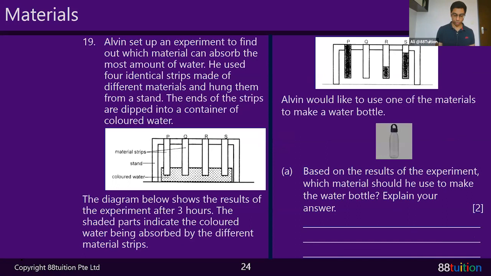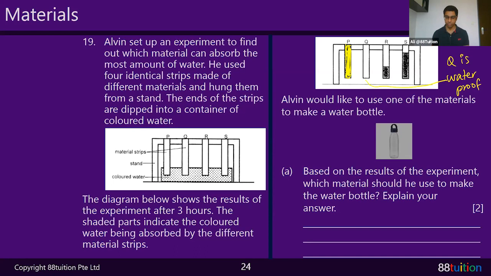You can see on the right, P absorbs a lot of water. And Q doesn't absorb any water. So this one is waterproof. Q is waterproof. Based on this, right? I'm using experimental evidence to say P absorbs all the water, Q doesn't absorb. So Q is waterproof. And R and S, they absorb different amounts of water.